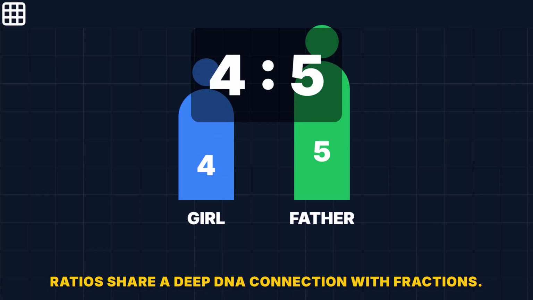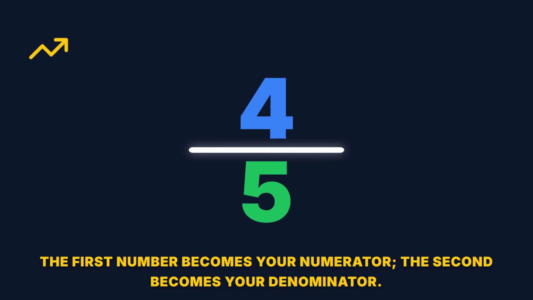Ratios share a deep DNA connection with fractions. Imagine comparing a girl's height to her father's height. If their ratio is 4:5, it tells a fractional story. That ratio means the girl's height is exactly 4/5 of her father's height. The first number becomes your top numerator, the second becomes your bottom denominator.